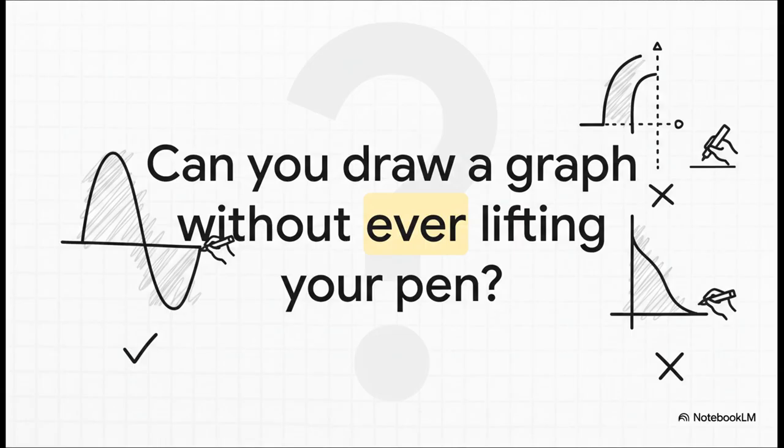Okay, let's just dive right in with a simple question. If you can draw a function's graph in one single smooth motion without ever lifting your pen from the paper, then you've basically got the core idea of continuity down. But what happens when you can't do that?